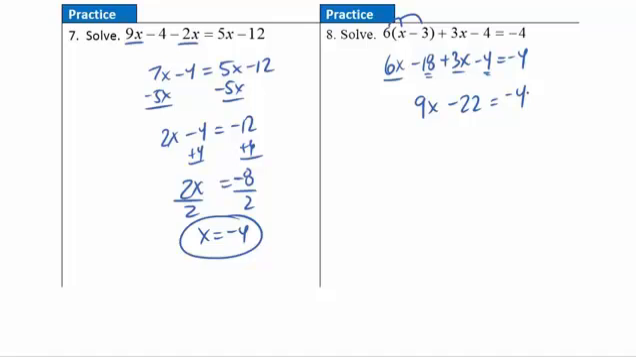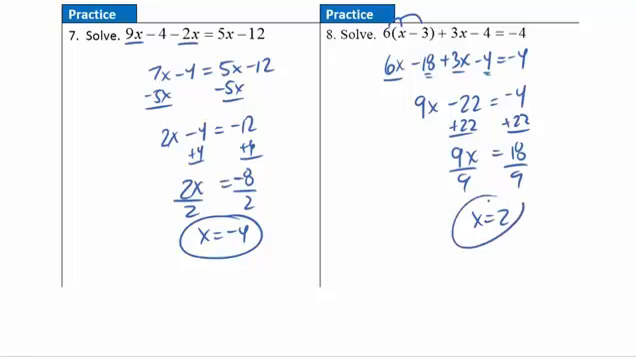Now I would check to see if I have variable terms on both sides. I don't. So what I'm trying to do now is just look to isolate this x. So I would undo this subtraction of 22 by adding it. So 9x then, negative 4 and a positive 22 is going to give me 18. And I'll get that x equals 2.